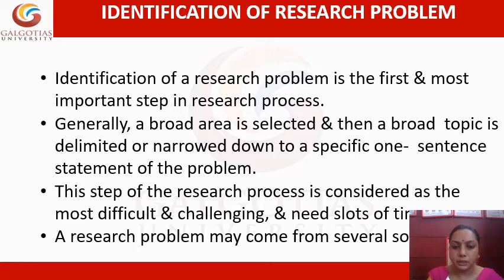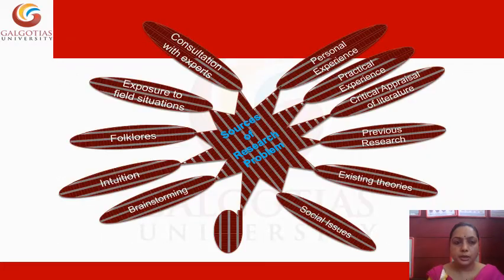So there are various sources where we can find a good research problem. These are the various sources of research problem. First one is personal experience. For example, as we are working in the ward, we may notice that waste management disposal is not properly done there. So we can also take that as a research problem.